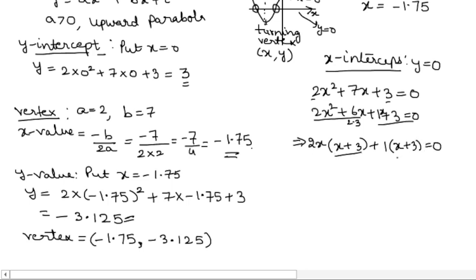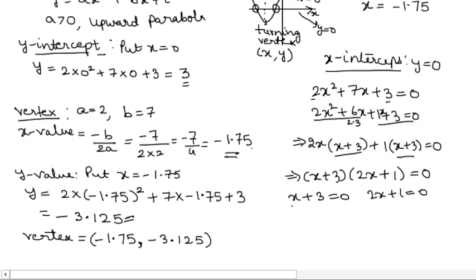So now this x plus 3 can be taken out common. X plus 3 and then 2x plus 1 remains inside is equal to 0. So when the product of two numbers or two terms is 0, either the first term is 0 or the second one is 0. This is the null factor law.